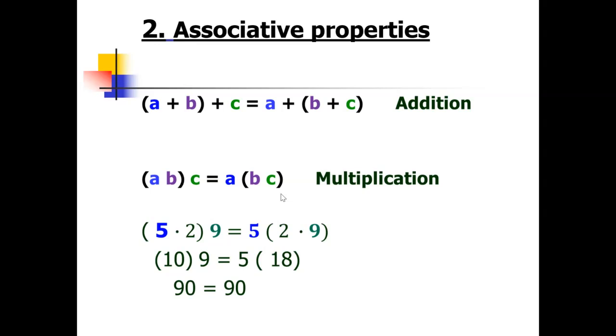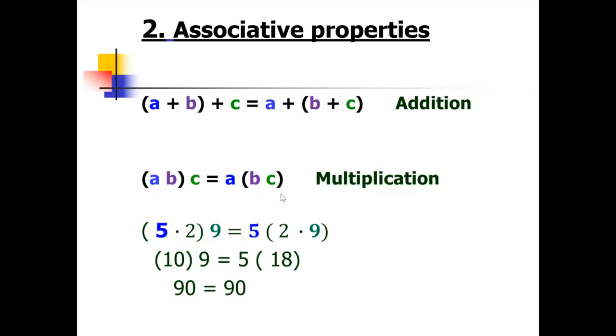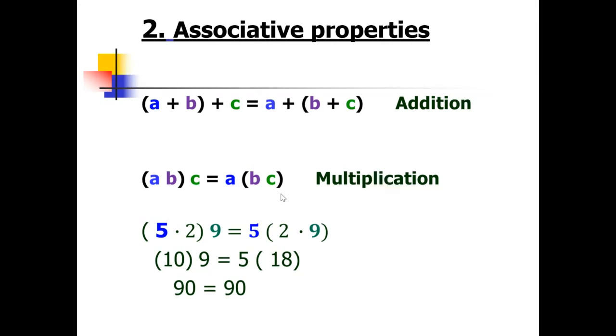On the left side, I'm multiplying 10 by 9 to get 90. And on the right side, I'm multiplying 18 times 5 to get 90. So regardless of which two numbers I put inside the parentheses, my solution comes out the same. In short, you have to check the parentheses. If the numbers inside the parentheses on the right side and the left side are different, it's associative property. If the numbers inside the parentheses on both sides are the same, then it's a commutative property.